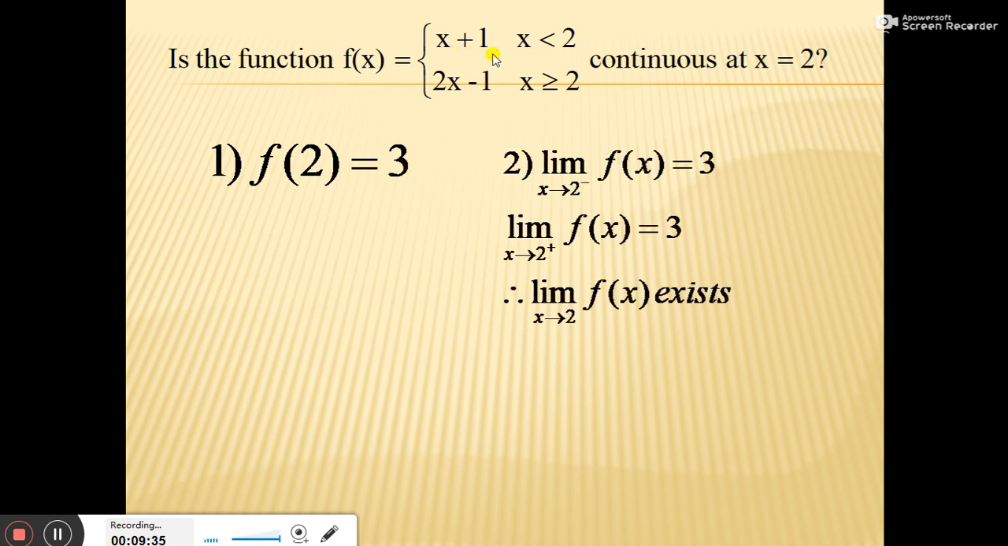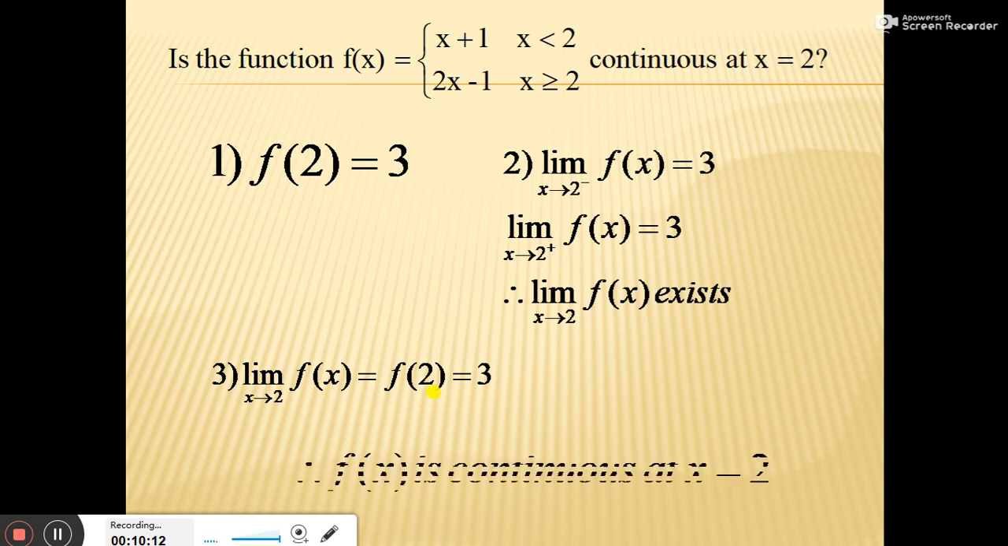Left hand limit: for the left hand limit we have this function. When x is less than 2, the function f(x) is equal to x plus 1. It means the limit as x tends to 2 of f(x) is equal to 2 plus 1, that is equal to 3. And for the right hand limit, when x is greater than or equal to 2, the function is 2x minus 1. For the right hand limit we also have 3. It means the left hand limit and right hand limit are both equal, so the limit of the function exists. And this limit as x tends to 2 of f(x) is equal to f(2), and therefore this function is continuous at x equal to 2.